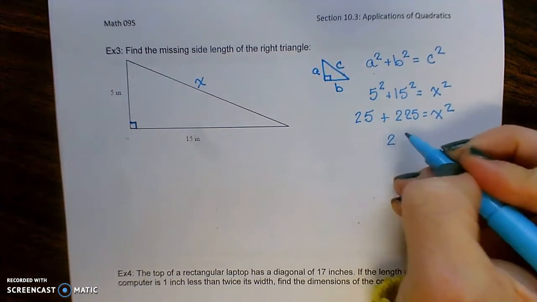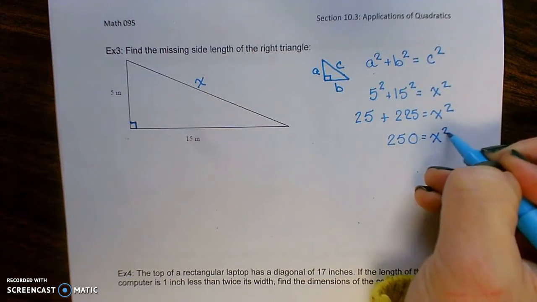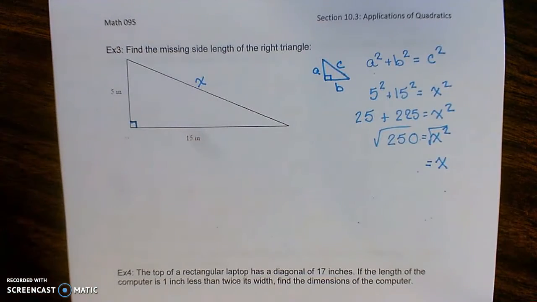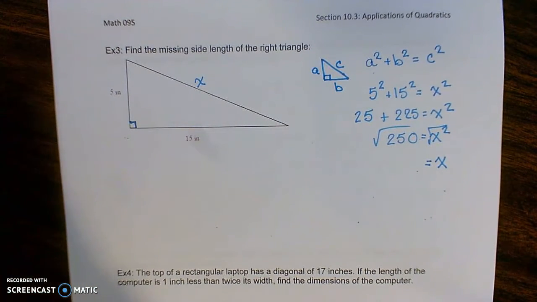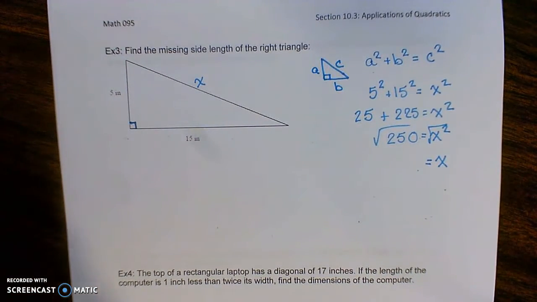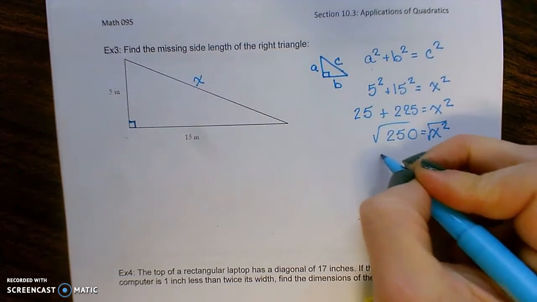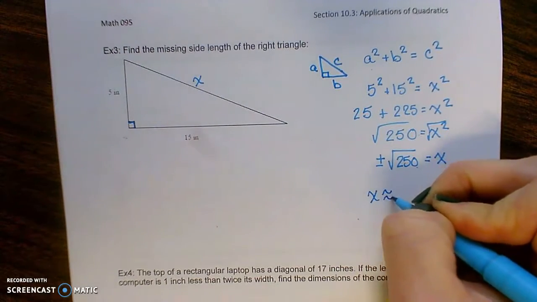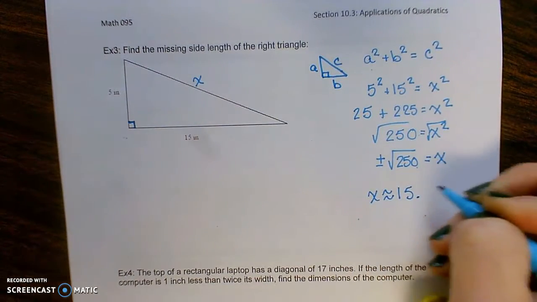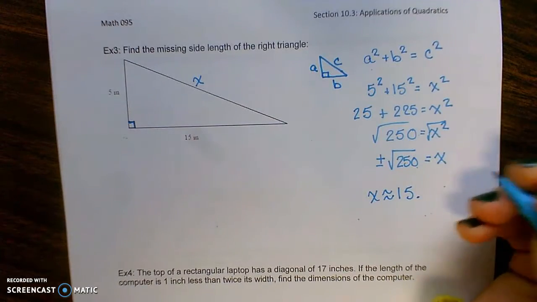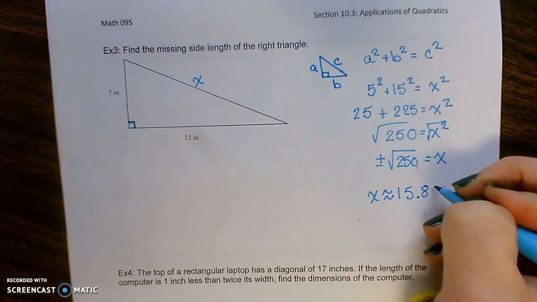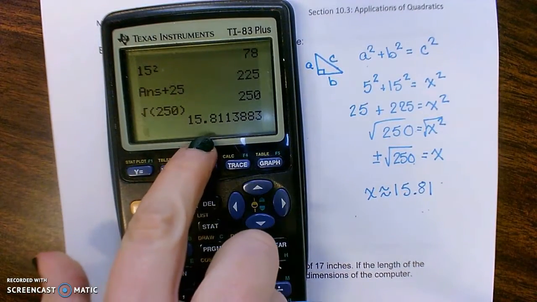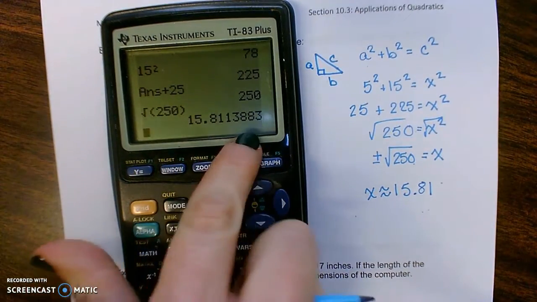So I've got 250 equals x squared, and I can solve this by taking the square root of both sides. I get x equals plus or minus the square root of 250, which is approximate, so I'll write it that way here. But I know that it's going to be approximately 15.81. Let's round this to two decimal places. I got this by plugging it into my calculator. The square root of 250 is 15.81 and so many decimal places after the decimal point.